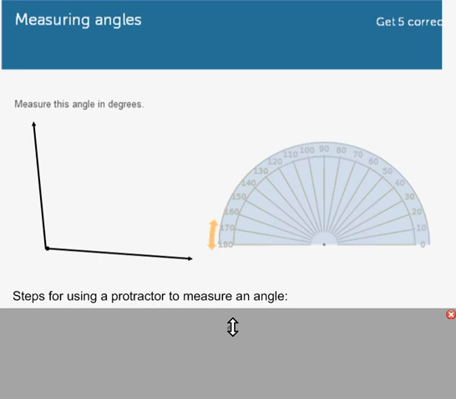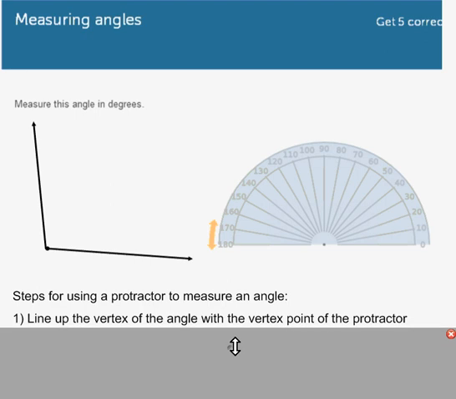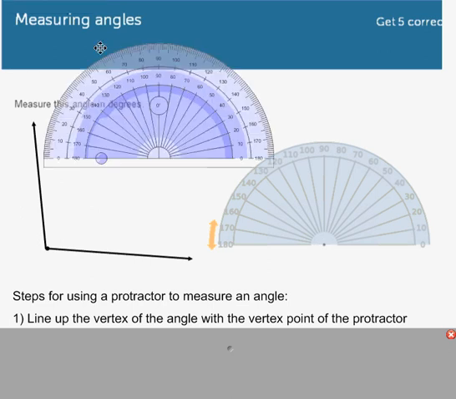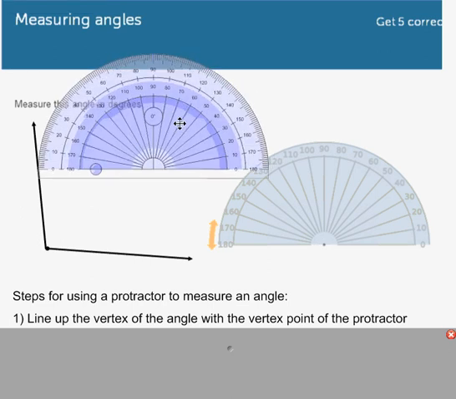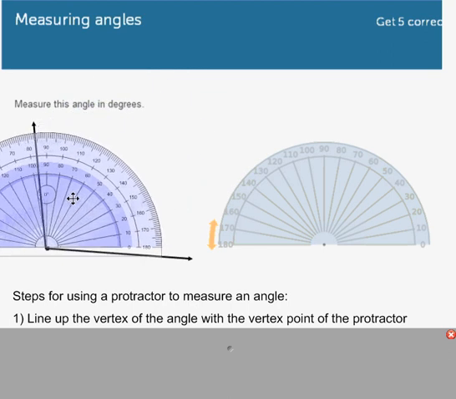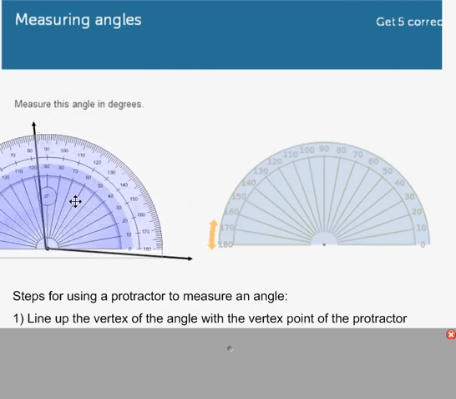The first step says to line up the vertex of the angle with the vertex point of the protractor. So we have this point right here, that's the vertex point of the protractor. So I'm going to take the vertex point of my protractor and I'm going to line it up with the vertex of my angle. You can see that the vertex point is lined up with the vertex of the angle.